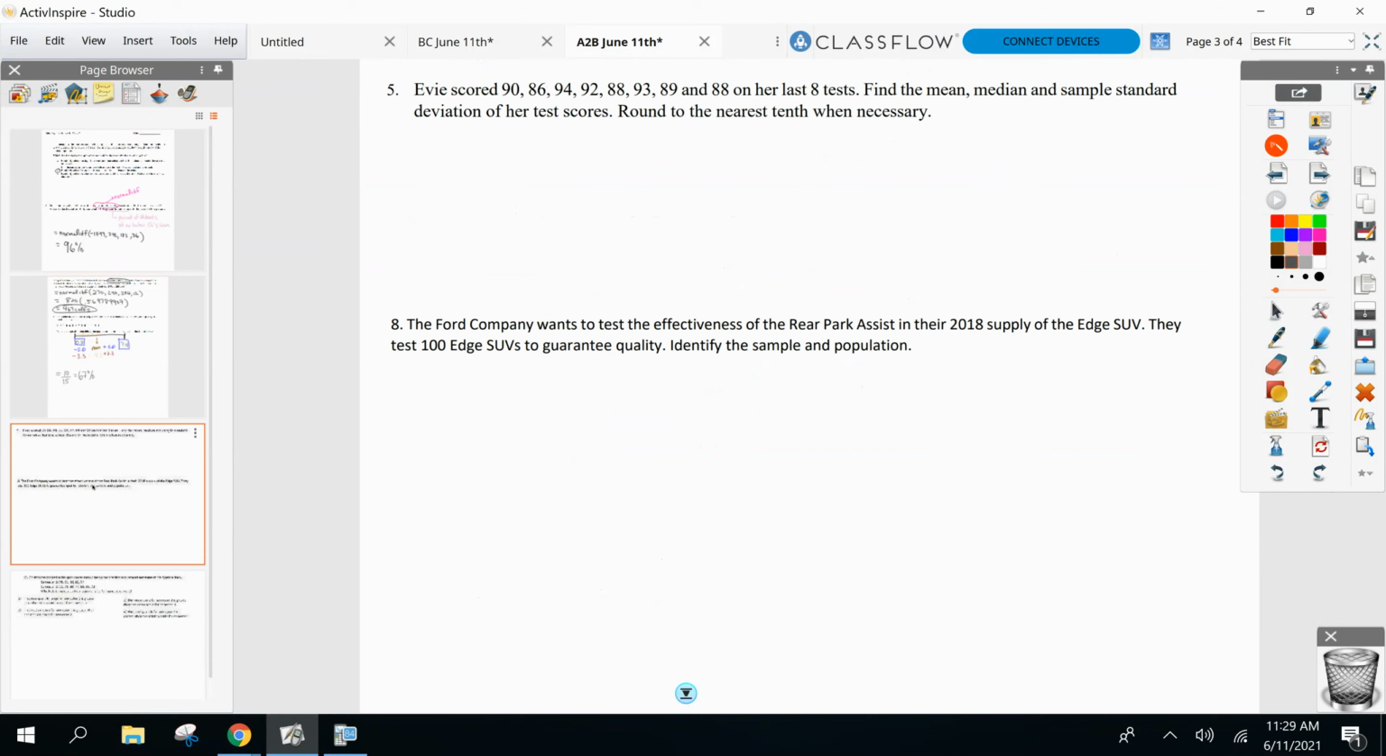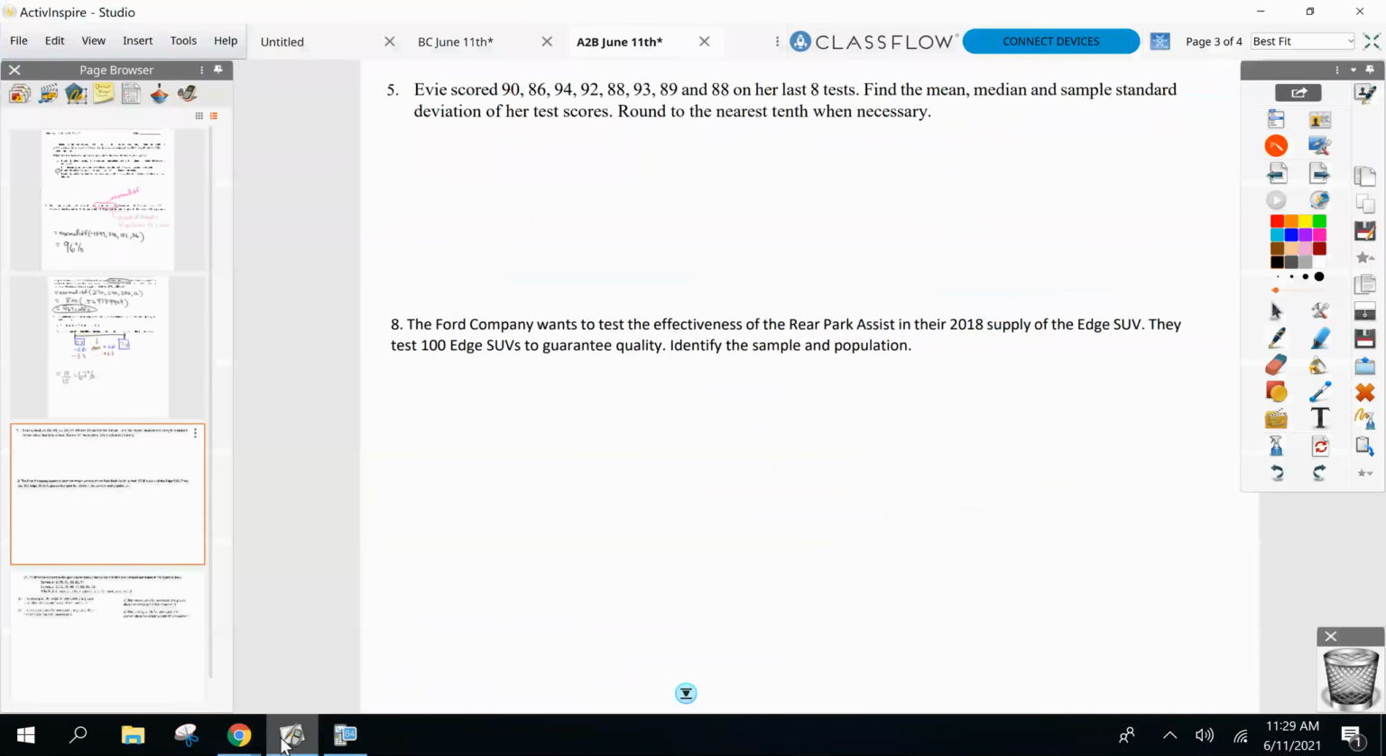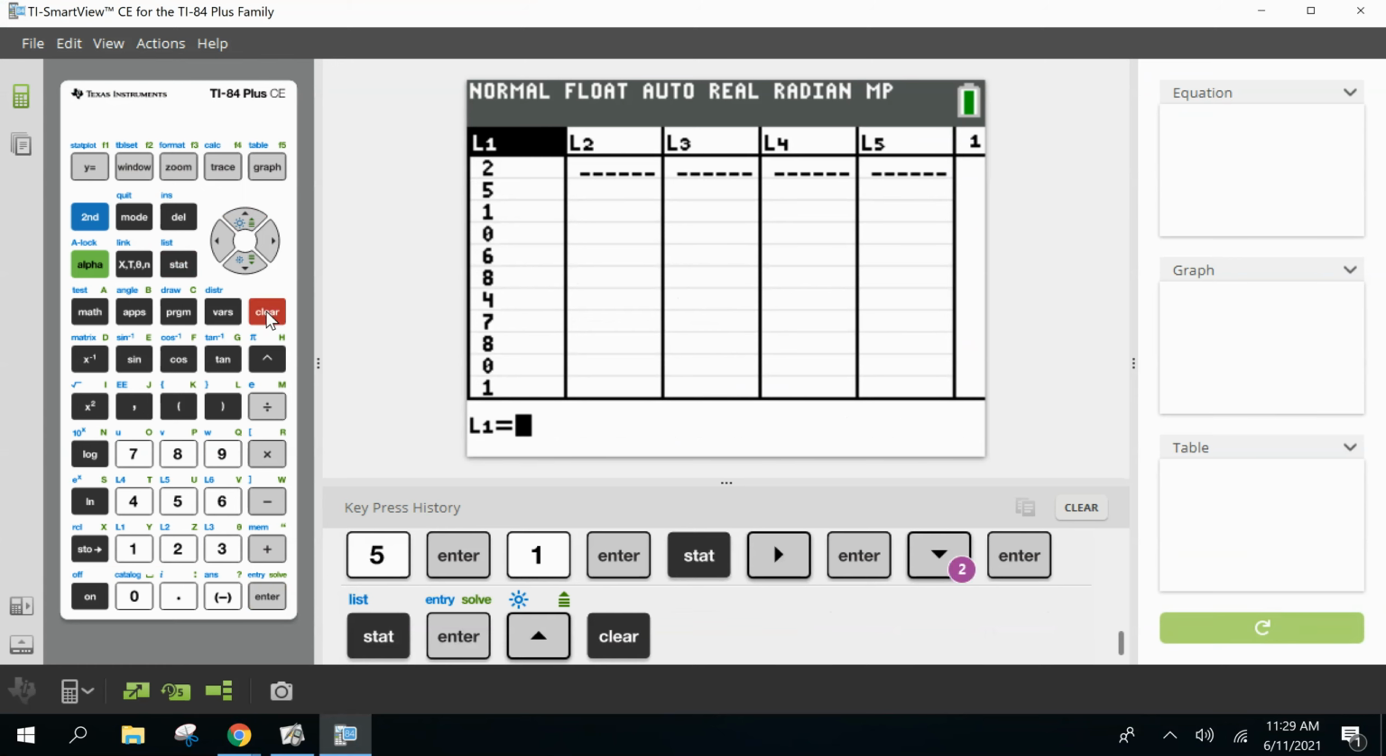Good old Evie. There's her scores. Basic question. What's the mean, the median, and the sample standard deviation? Round to the nearest tenth. All right, what do I need to do first to get all these values? Hello, Nick. Where should I put all these values, Nick, if I need the mean, median, and sample standard deviation? Stat edit. Yep, put it in a list. So everyone go back to your list, clear it out, and let's put this new set of scores in.